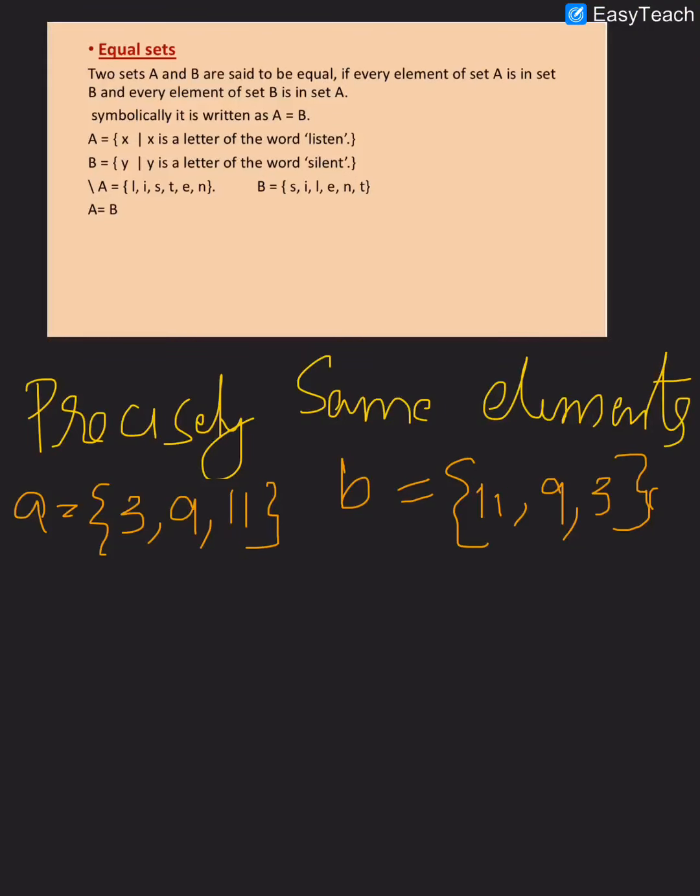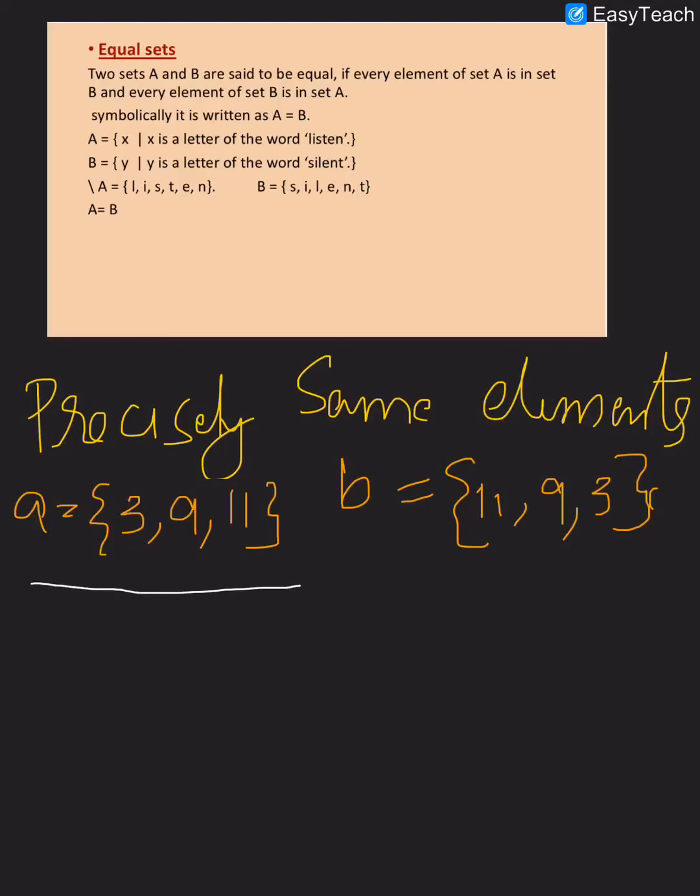Equal sets. There are two sets A and B. How can we say that the two sets are equal? If they have the same elements. If A and B have precisely the same elements, meaning they contain exactly the same elements, then we can say A and B are equal. So here I have written two examples.